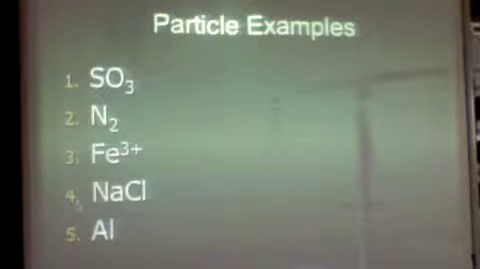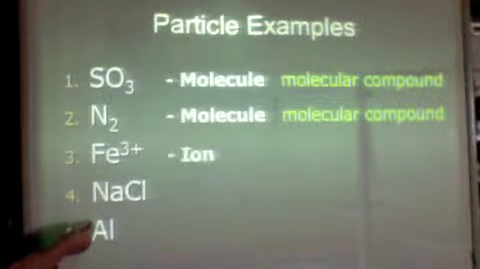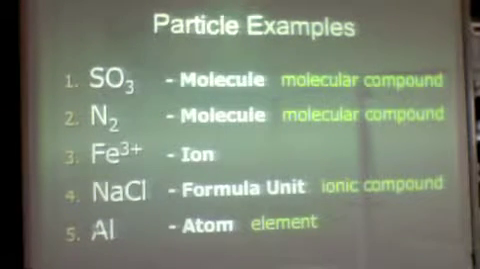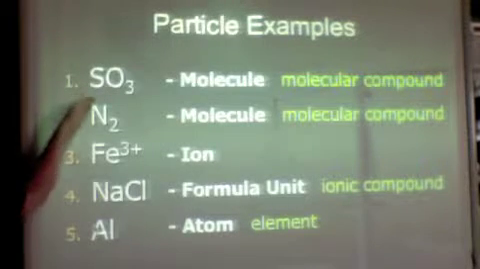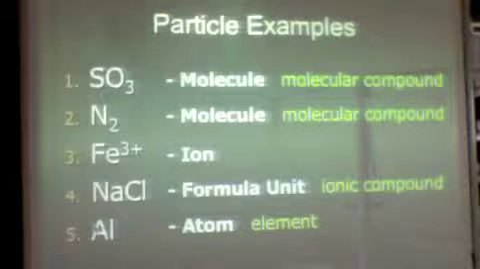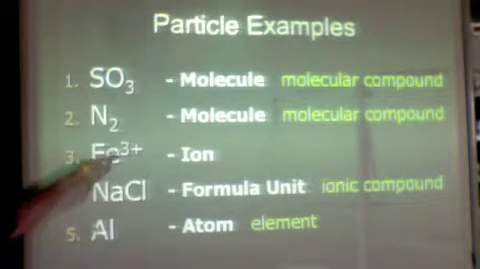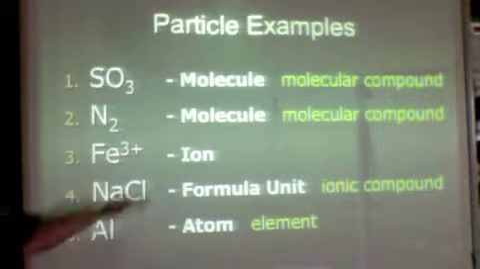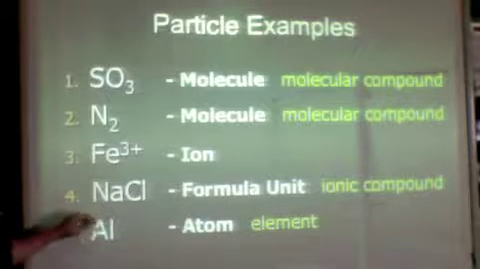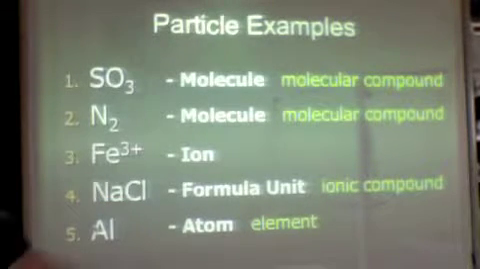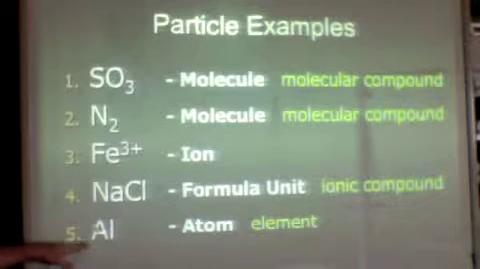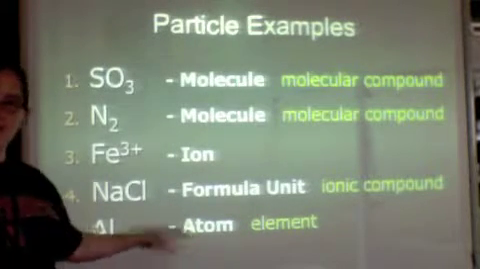So I want you to take a second, pause the video, and write down what you think these 5 are. Okay? SO3 you should have labeled as a molecule because both S and O are nonmetals, so therefore it is molecular. N2 is your diatomic molecule, so it's a molecule. Fe3+, anytime you have that charge there, that means it is an ion. NaCl, you have a metal and a nonmetal, which makes it ionic, so you are counting formula units. A single element means that you are counting atoms.